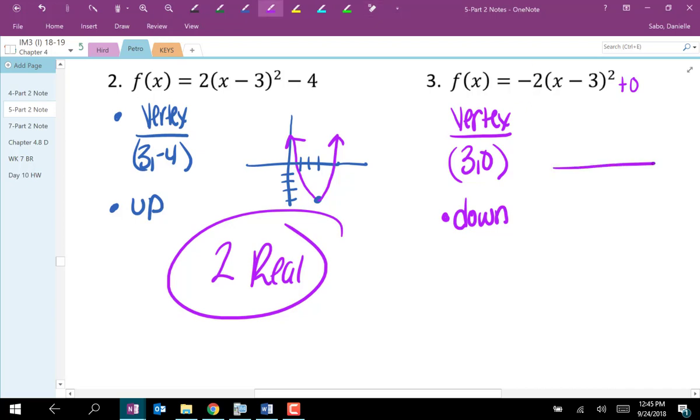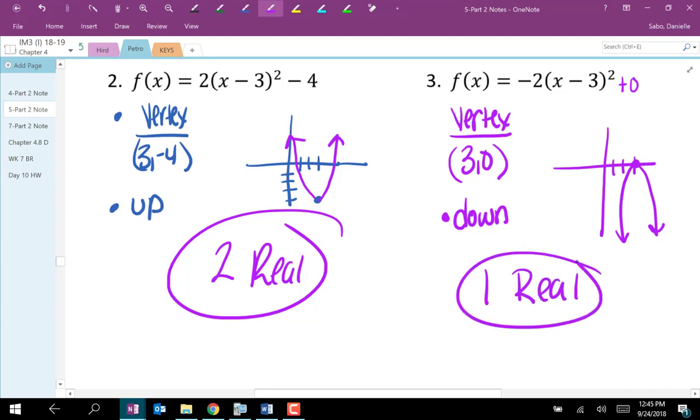So let's go ahead and graph it. 1, 2, 3, 0, and I go down. So yes, like Riley said, it's 1 real. Again, you can tell that by how many times it crosses. 1, 2, 1. Again, if you get stuck, go to y equals, type it in, and you can just get the graph without even thinking. But please try it first without.